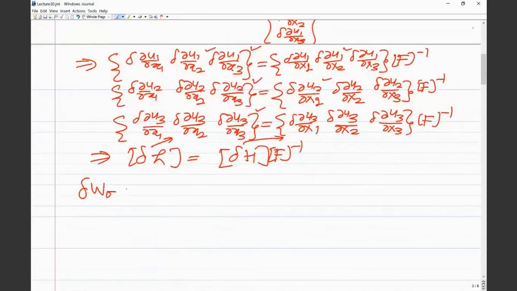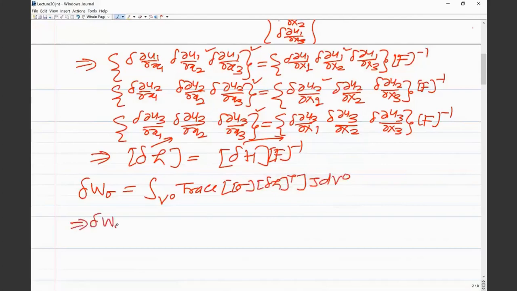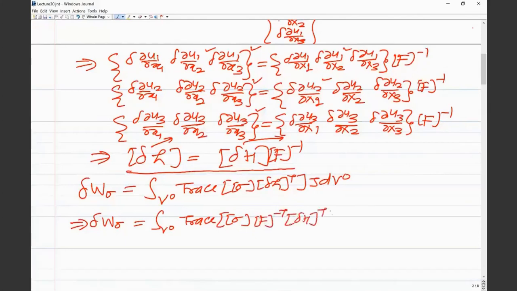The virtual work of stresses is equal to integration over V naught of trace of sigma, and let me start with delta H transpose into J dV naught. You can put J anywhere. So delta W sigma, virtual work of stresses, is integration over V naught of trace of sigma. Now delta H transpose can be written using the delta small h relationship. We take the transpose of this, and we get F inverse transpose into delta H transpose into J dV naught.